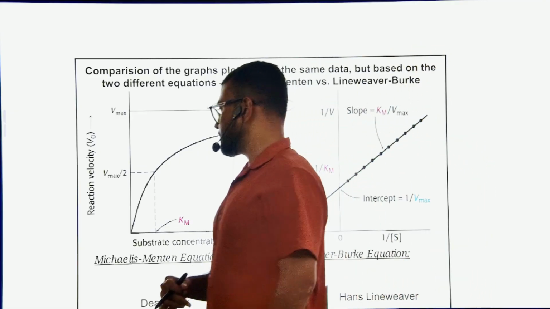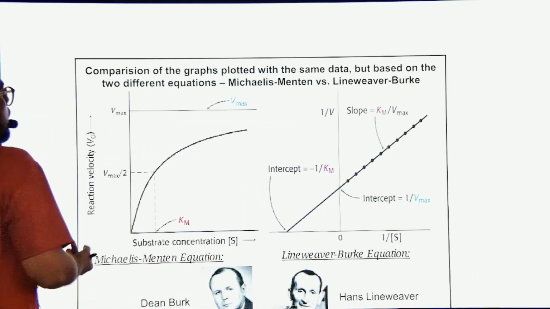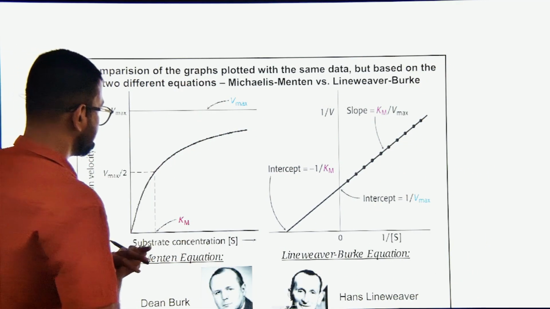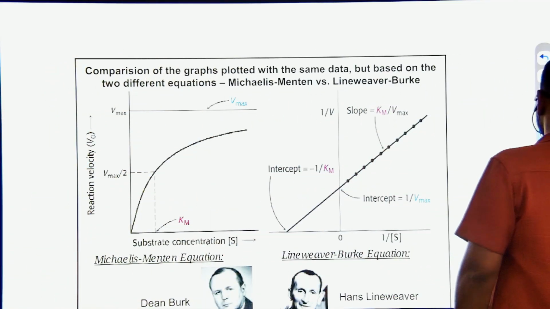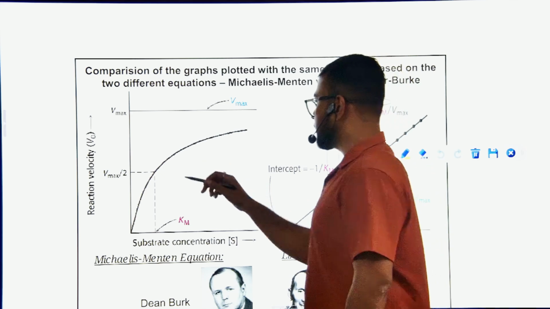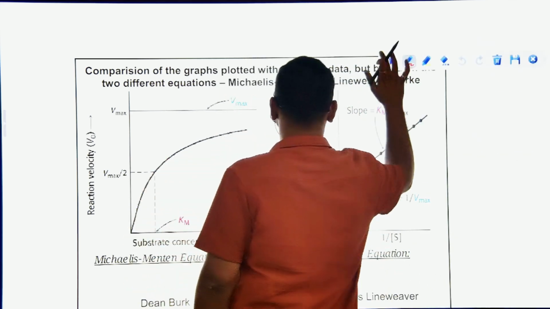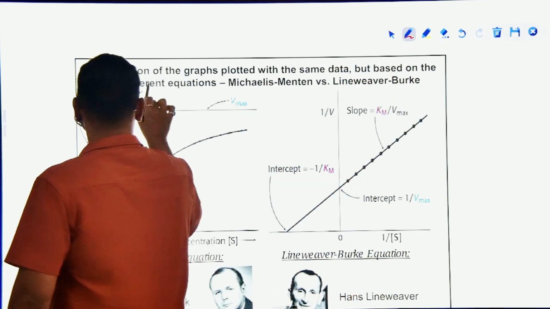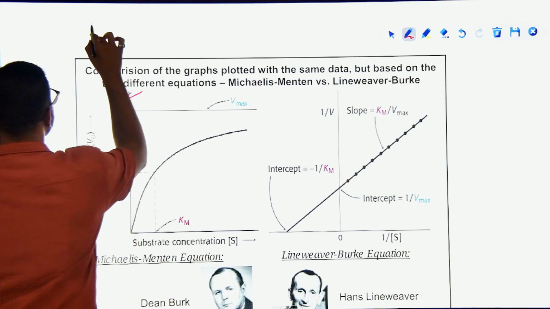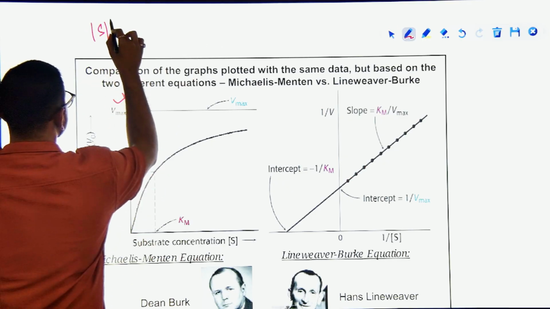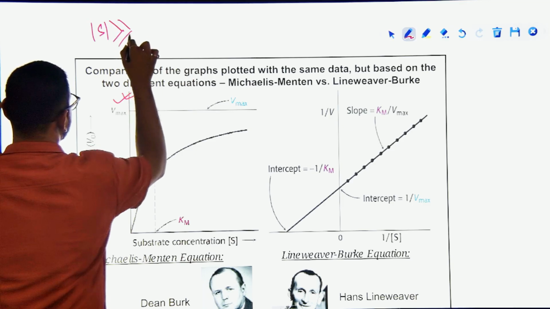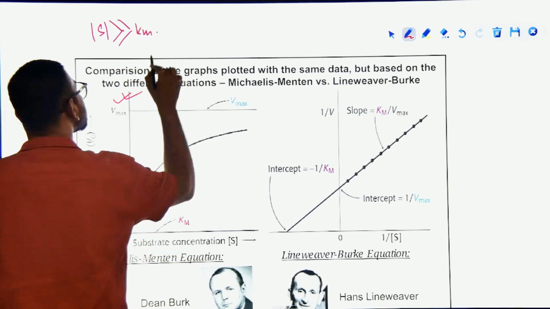This is very important. Now, comparison. For this one, what should be the criteria? Substrate concentration when much greater than Km.